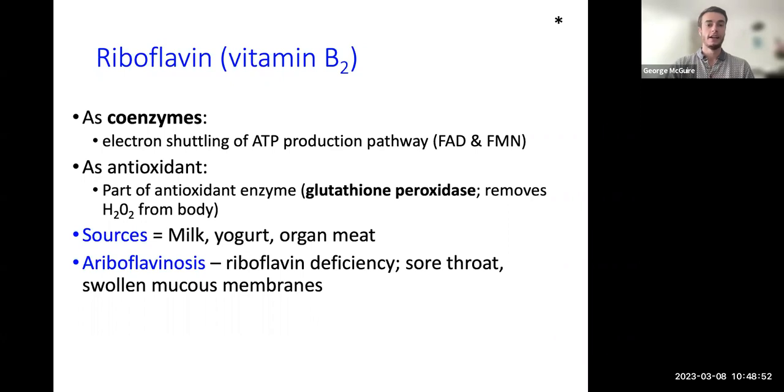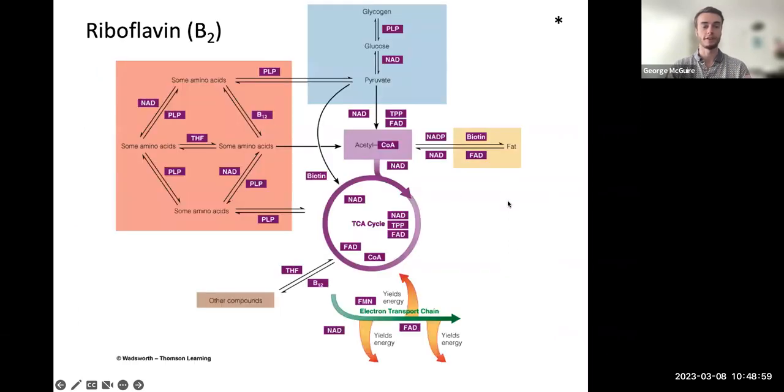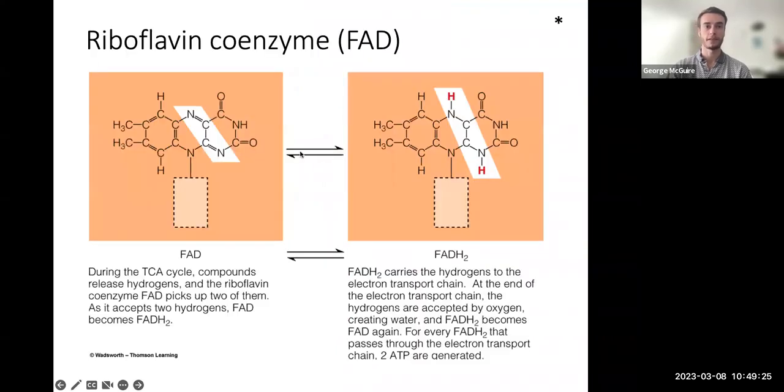Okay? And so riboflavin deficiency, often associated with sore throats, swollen mucous membranes, not a big deal for you to know that one. And so anywhere you see FAD, that is riboflavin. So all of our electron carrier production pathways play a role in the transformation of acetyl coenzyme A back to fat, as well as breaking down fat into acetyl CoA to be used in the TCA cycle. It shows up a couple times in the TCA cycle, and then will donate its electrons to the electron transport chain.